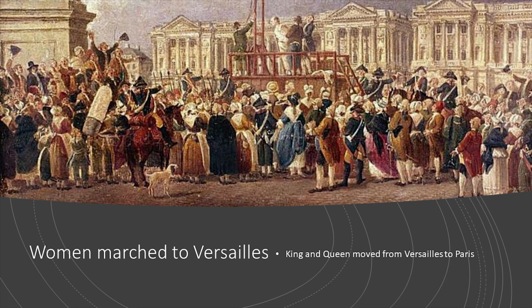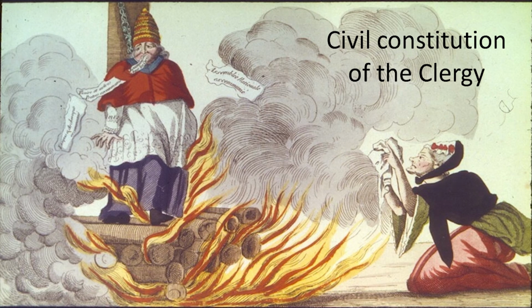A march of women stormed the palace of the king and demanded that Louis XVI and Marie Antoinette move from Versailles to Paris. In 1790, the Civil Constitution of the Clergy was made. This meant that bishops and parish clergy were to be elected by state officials and that the clergy were to be paid by the state rather than the church.